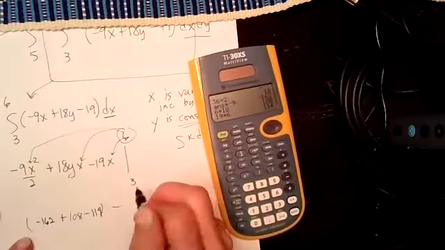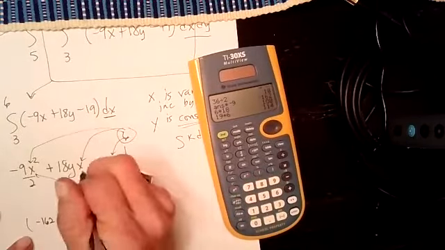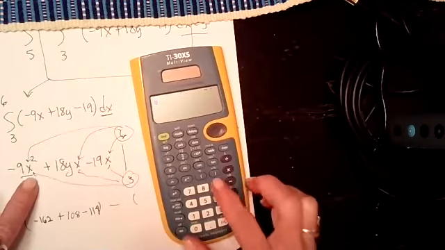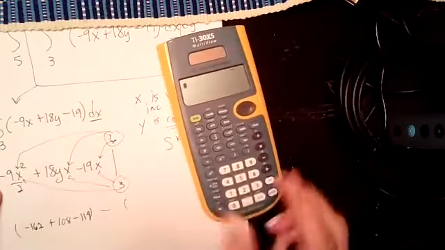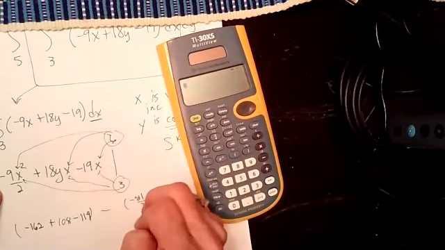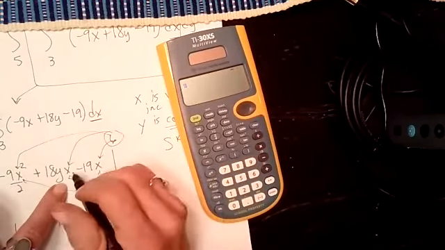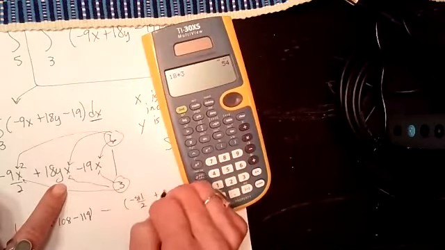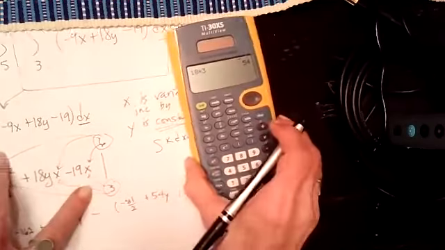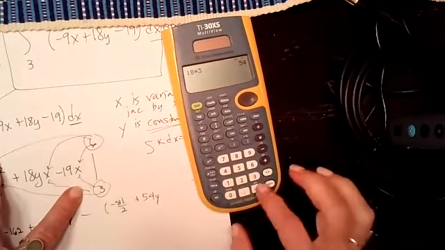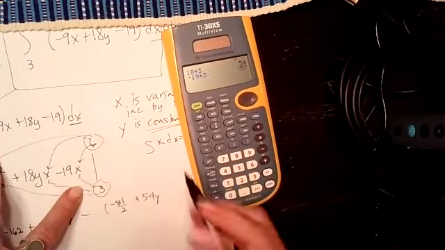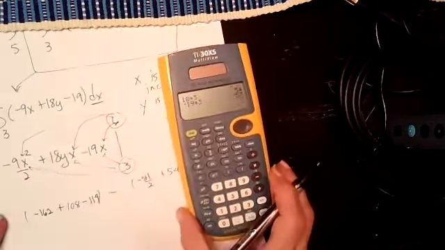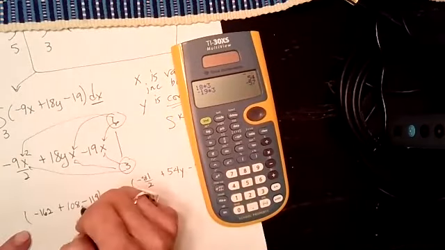Okay, and then minus, I'm going to plug 3 in for x. So I get 3 squared is 9 times negative 9 is negative 81 over 2. And I'm plugging 3 in for x, so 18 times 3 is 54y. And then negative 19 times 3 is minus 57. Oops, I forgot my y here.